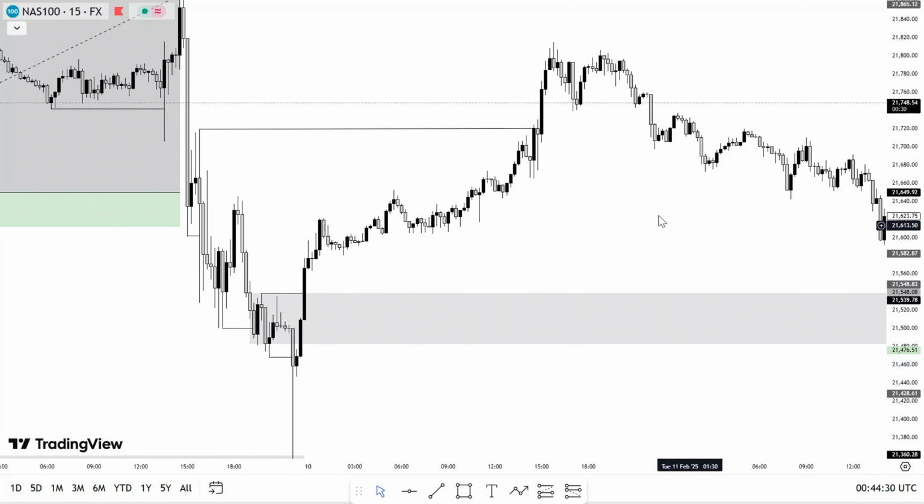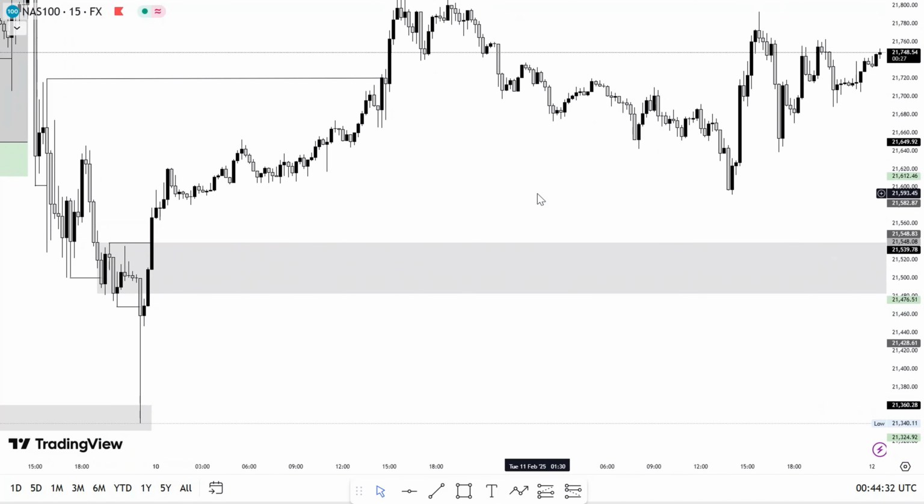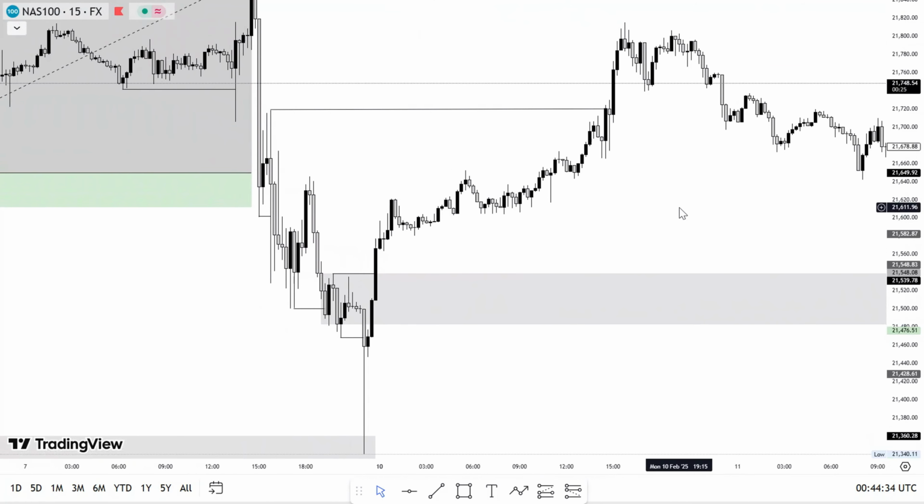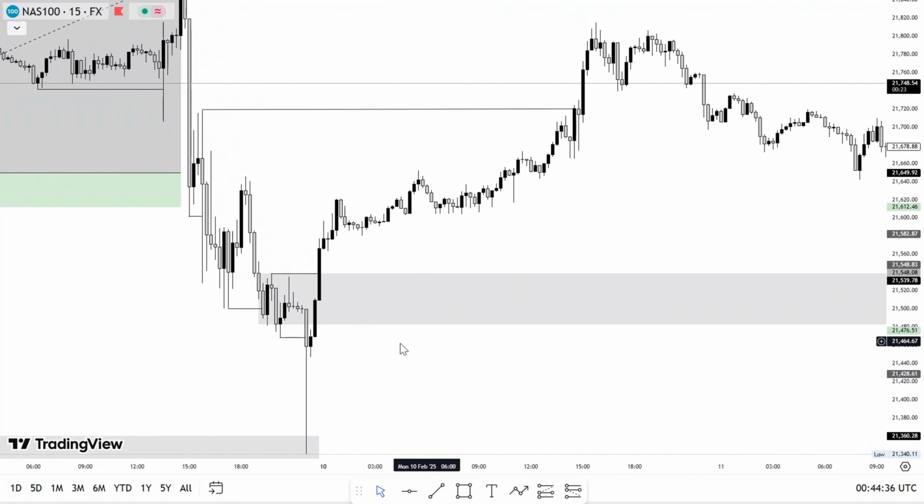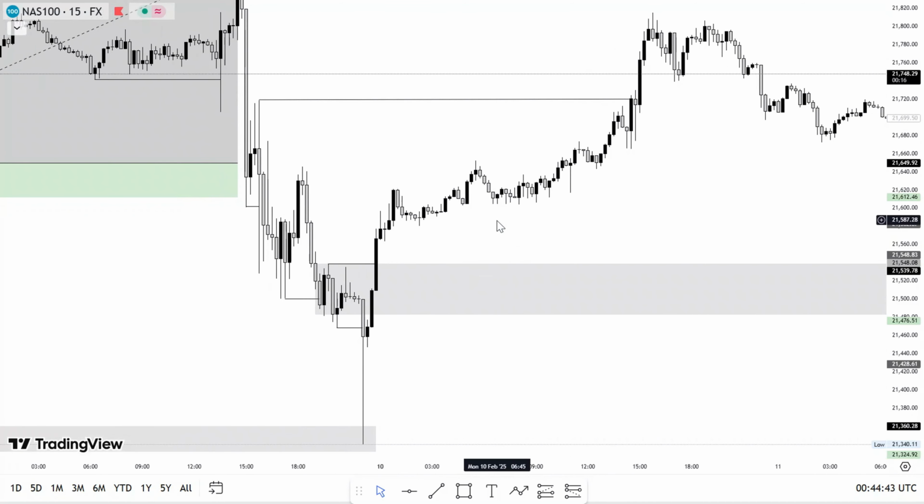Now the same analysis goes for any instrument at all. It goes for forex, gold, index, any trading instrument at all. You just need to backtest it and see how well it works with your pair.